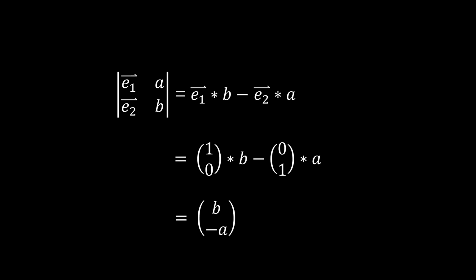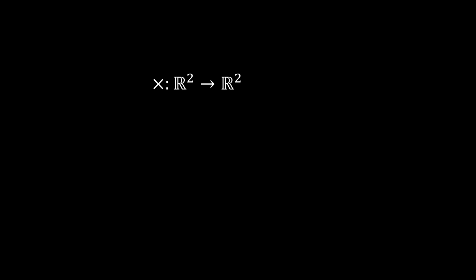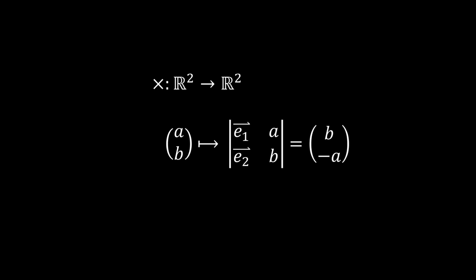Let's just give it a quick shot. When we develop it trying to get a vector, we get the vector b minus a. We notice that the scalar product of AB and b minus a is 0, which means that they are orthogonal. So the cross product in R2 would just be an operation that takes a single vector from R2 and returns a single one that is orthogonal to it.